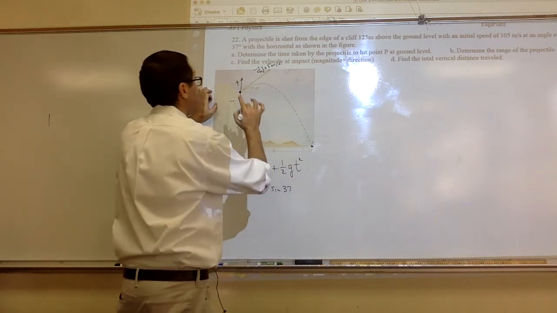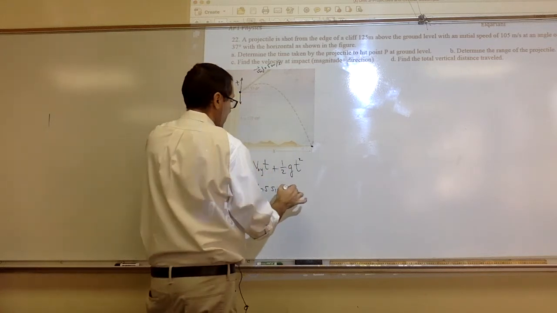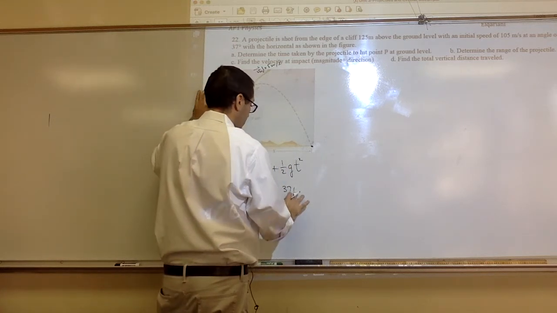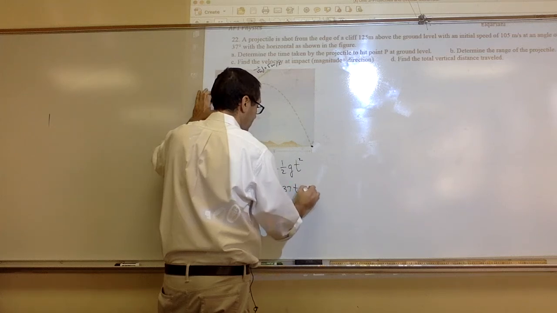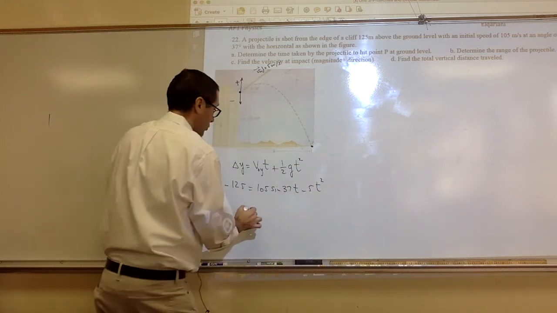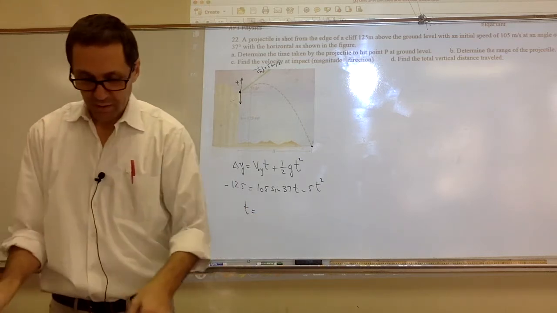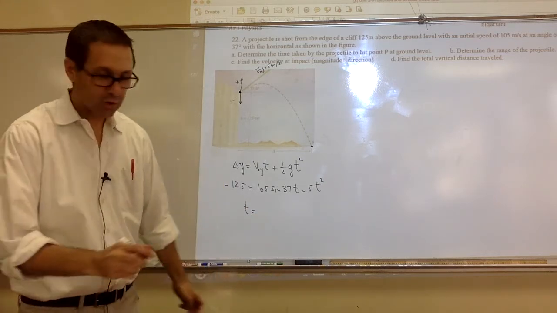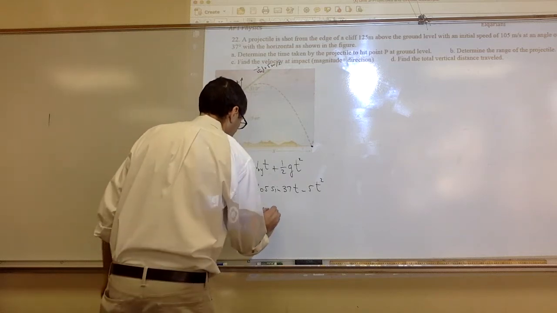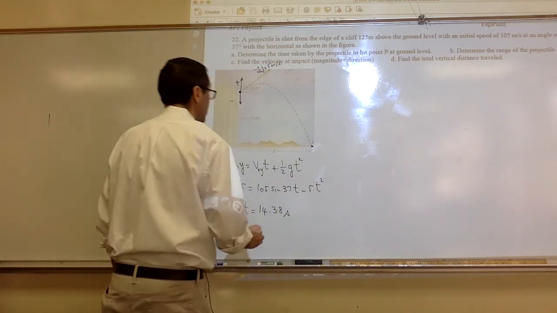Maybe I should have found V0x and V0y first, but that doesn't matter. We're looking for time, minus 5t squared. Now you can do the quadratic equation. You can use the graphing capabilities of your calculator, but you should get 14.38 seconds for the time.